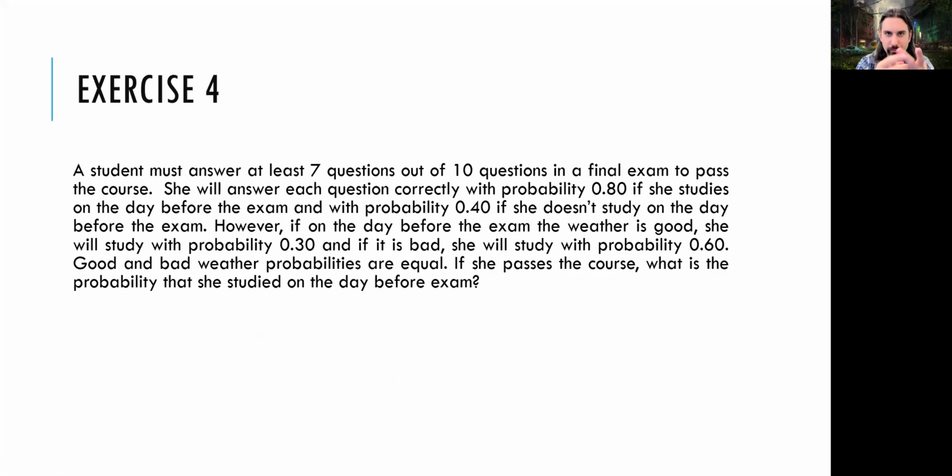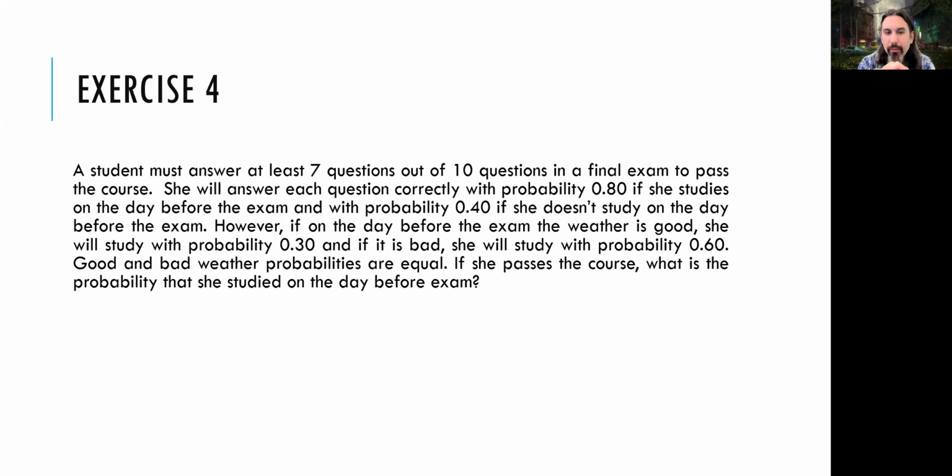A student must answer at least 7 questions out of 10 questions in a final exam to pass the course. Okay, you need to pass the course. You need to answer at least 7 questions. She will answer each question correctly with probability 0.80 if she studies on the day before the exam. All right, and with probability 0.40 if she doesn't study on the day before the exam. So if you study, you have a higher chance of answering the question correctly, which is expected.